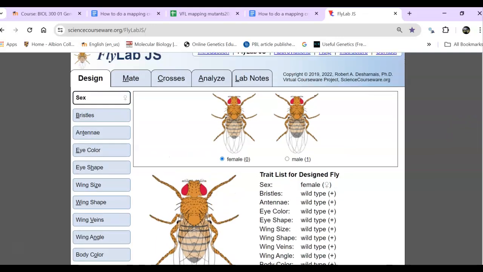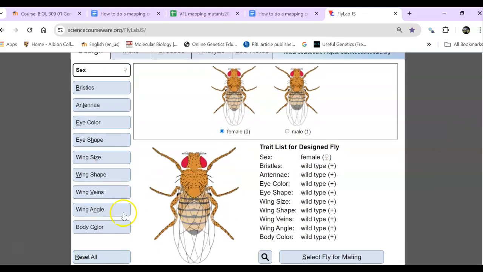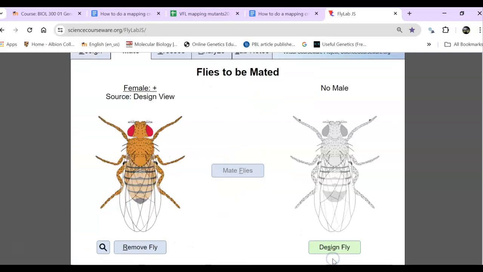All right, so we're going to start out. And this is a female fly. I can tell because it says female here. Partly because of the quirks of the way this program works, we're going to start with a female that's all wild type for everything. So that's the first step: pick a wild type fly. And then we're going to put the mutants that we're interested in mating and in mapping into the male.